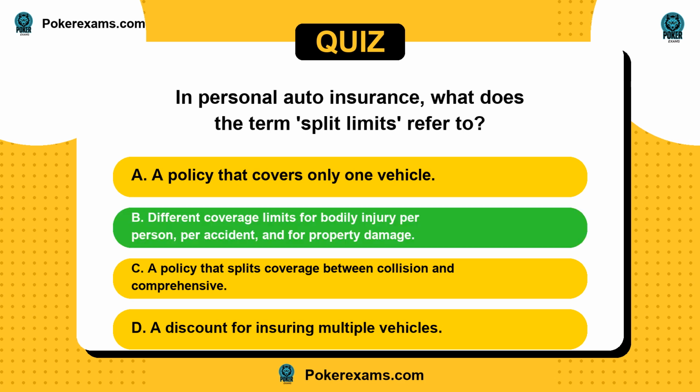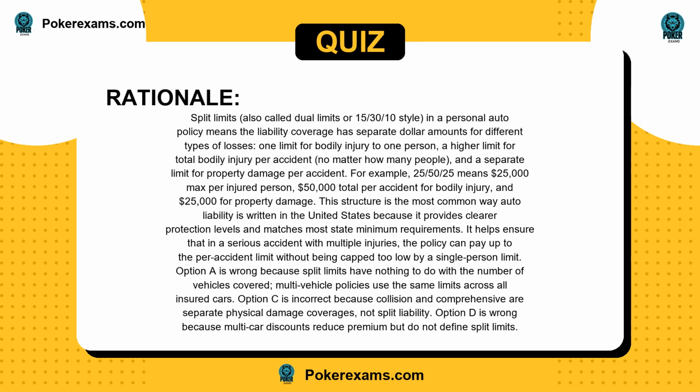The answer is B. Split limits, also called dual limits or 15/30/10 style, in a personal auto policy means the liability coverage has separate dollar amounts for different types of losses: one limit for bodily injury to one person, a higher limit for total bodily injury per accident, no matter how many people, and a separate limit for property damage per accident. For example, 25/50/25 means $25,000 max per injured person, $50,000 total per accident for bodily injury, and $25,000 for property damage.